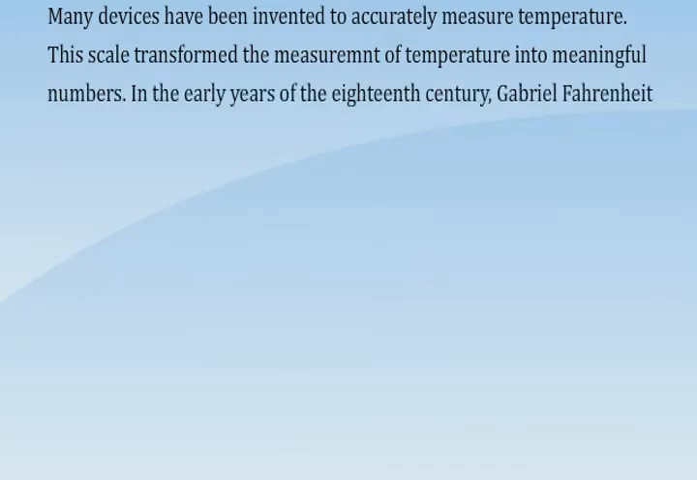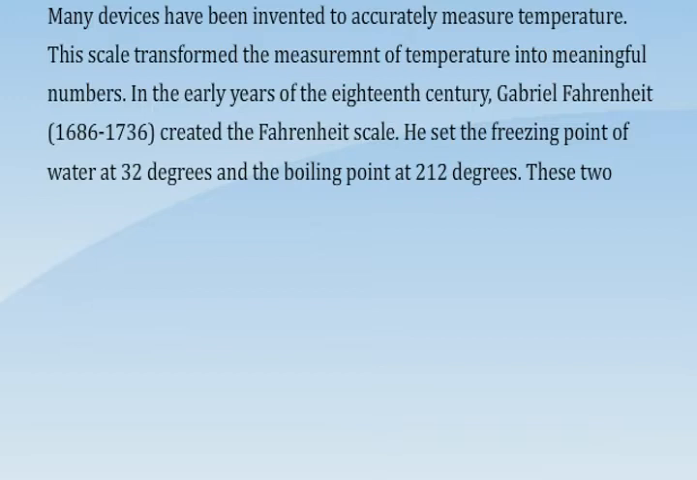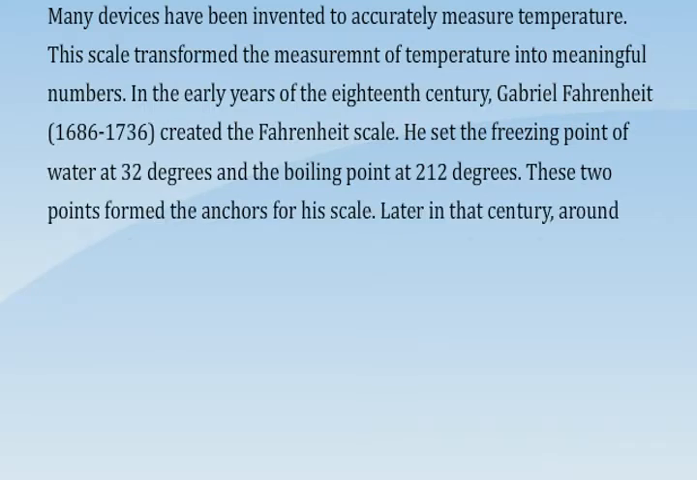In the early years of the 18th century, Gabriel Fahrenheit (1686 to 1736) created the Fahrenheit scale. He set the freezing point of water at 32 degrees and the boiling point at 212 degrees. These 2 points formed the anchors for his scale.